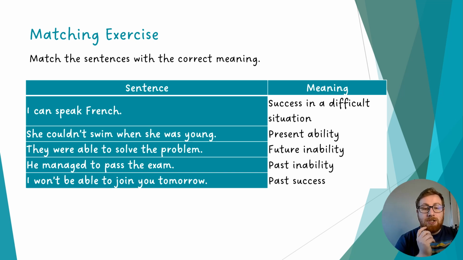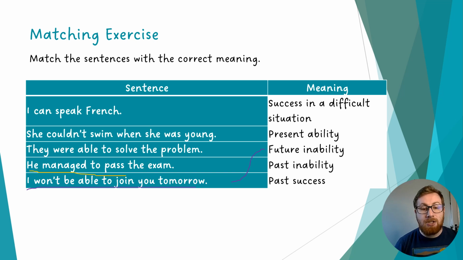I can speak French. She couldn't swim when she was young. They were able to solve the problem. He managed to pass the exam. I won't be able to join you tomorrow. So won't be able to. This refers to... We're saying we won't be able to join someone. What would this be? Won't be able to join you tomorrow. This shows a lack of ability in the future. So future inability.